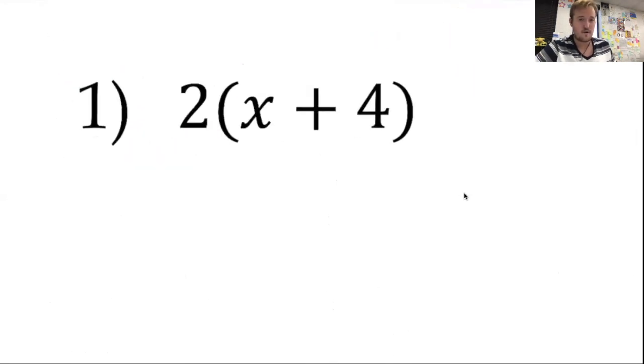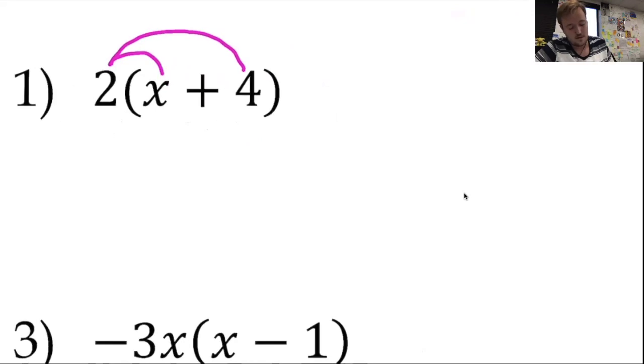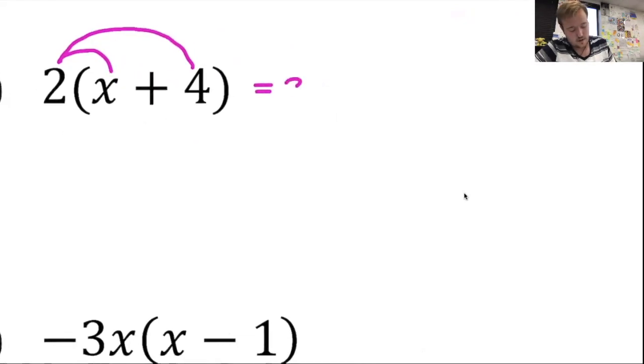So over here, for the very first one, we have 2 times x plus 4. So I am distributing this 2 that's on the outside of the parentheses. I'm going to distribute it to x, and I'm going to distribute it to 4. So remember, when you're distributing, you're going to multiply. So this is going to be equal to 2 times x and 2 times 4, which gives you a positive 8. So our simplified expression here is going to be 2x plus 8.